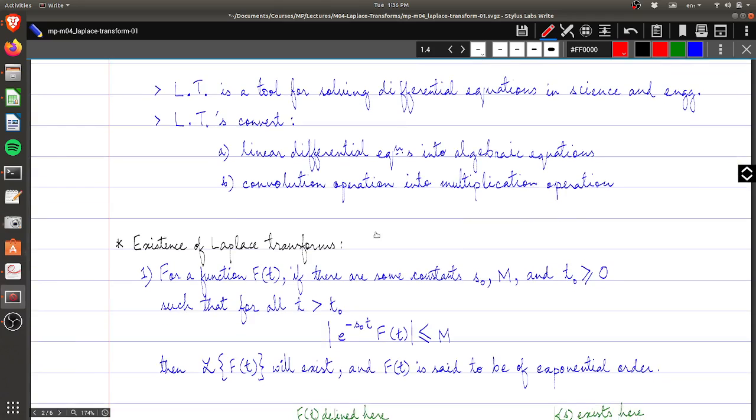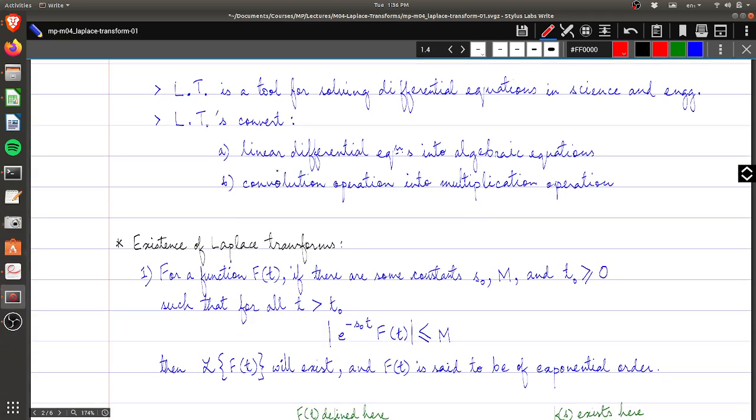Then there is another operation called the convolution operation. We'll do that. There's something called the Laplace convolution theorem. When we do that, I'll explain what convolution is. It is basically taking an overlap of a function with another function with time. The convolution operation simply turns into a multiplication operation.